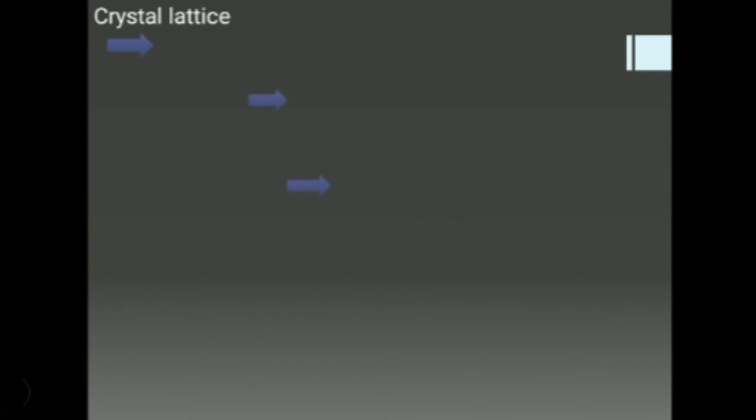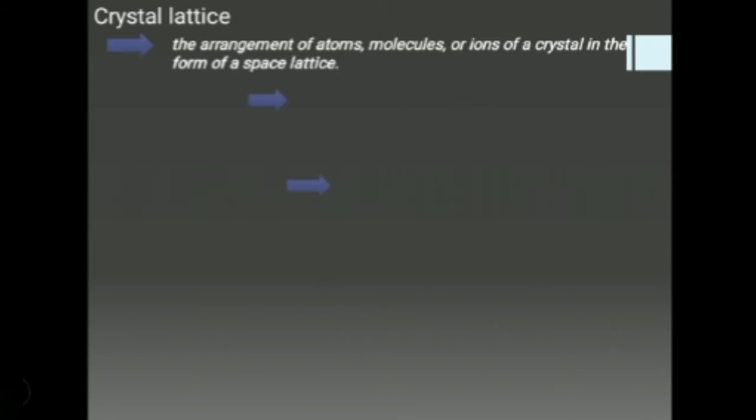So what is crystal lattice? It is nothing but the arrangement of atoms or molecules or ions of a crystal in the form of space lattice. Here you can imagine a cube, and at the 8 corners of a cube will be placed 8 spherical bodies, and this entire arrangement will give you a crystal lattice.